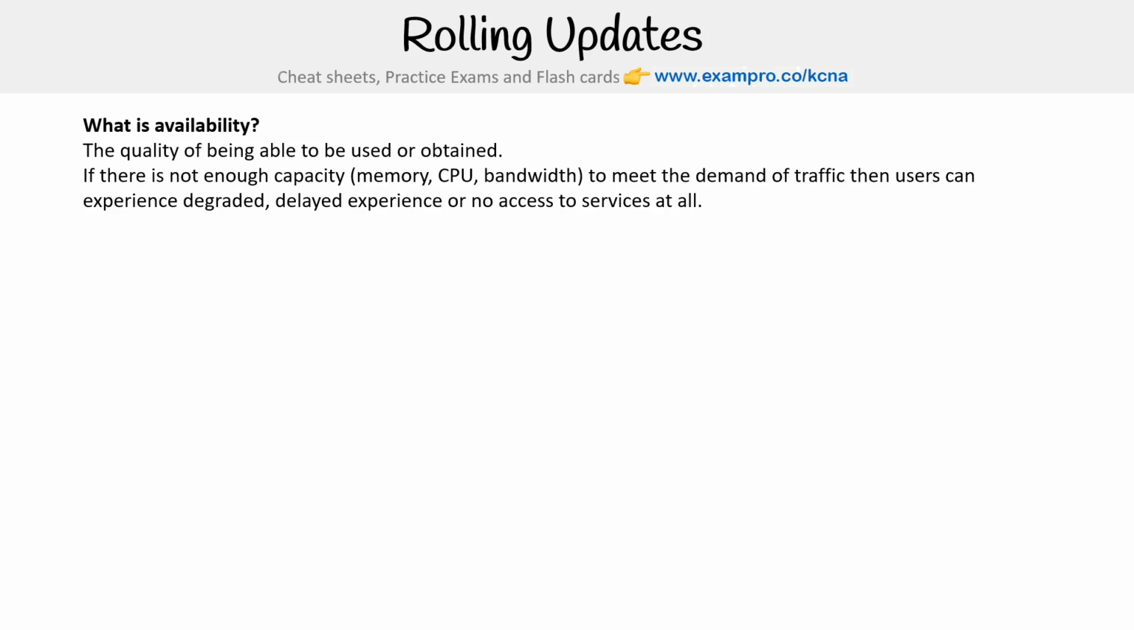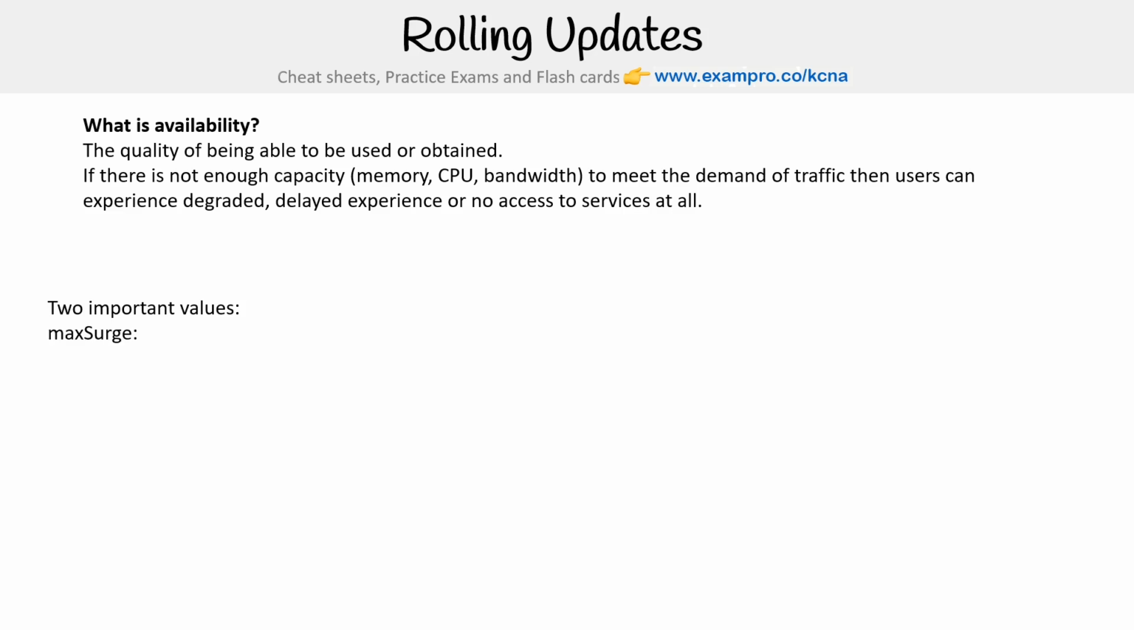So let's talk a little bit more about availability, because that's an important thing that might get glossed over here that you need to consider. So what is availability? The quality of being available to be used or obtained. If there's not enough capacity, like memory, CPU, bandwidth, to meet the demand of traffic, then users can experience a degraded, delayed experience, or no access to services at all. So if you have two servers and you only have one, then there's more traffic going to that single machine. There may be enough CPU, but it might make the machine slow, or the app might hang completely. So that's where you have to be careful about availability.